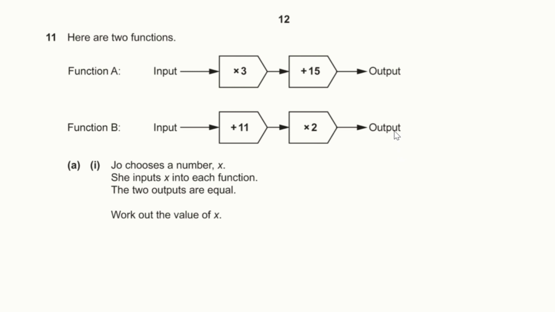Question number 11. Here are two function machines. Function A, we've got an input, we times 3, we add 15, we get an output. Function B, we've got an input, we add 11, we times 2, we get an output.